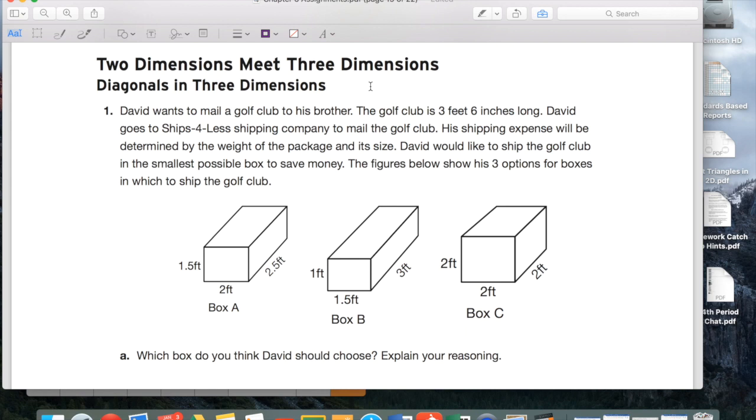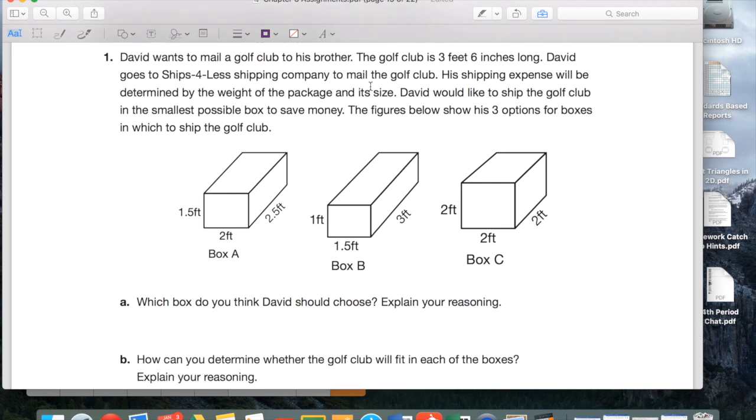His shipping expenses will be determined by the weight of the package and its size. David would like to ship the golf club in the smallest possible box to save money. The figures below show his 3 options for boxes in which to ship the golf club. Which box do you think David should choose? And explain your reasoning.